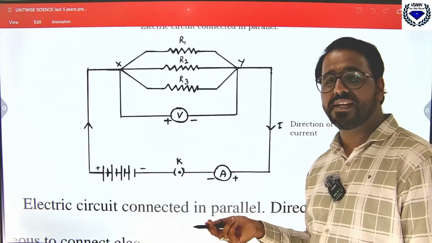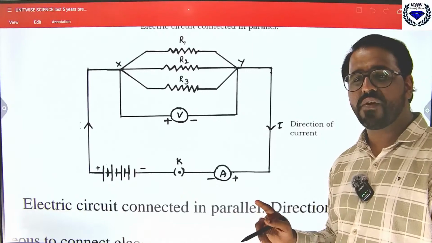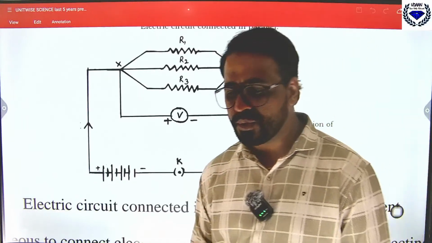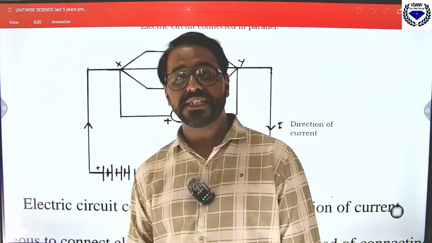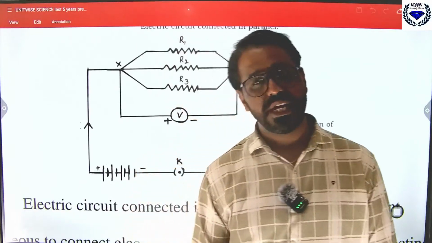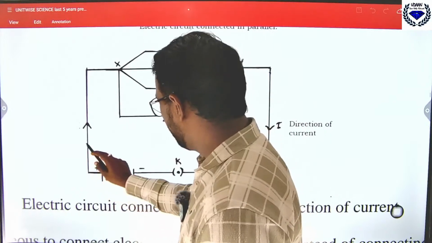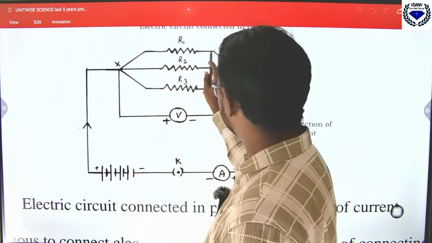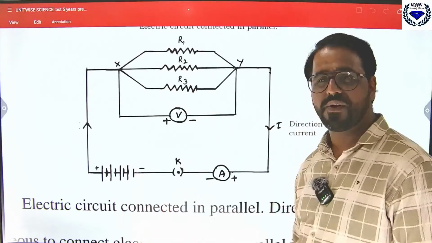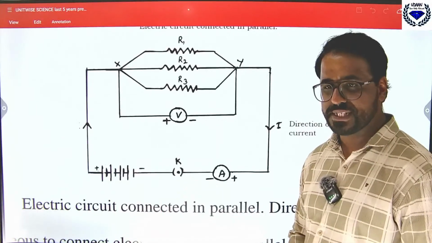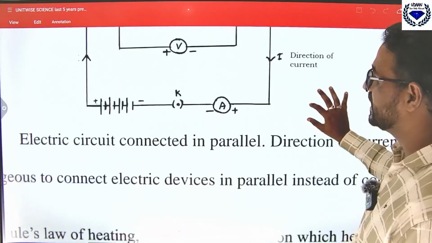How do you decide the direction of current? See, the direction of current is always from positive to negative. You should remember this, the direction of current is from what? It is always from positive to negative. So here you can see positive, the current will always flow from positive to negative. This is how you should be able to draw this. Okay, I hope you are following.